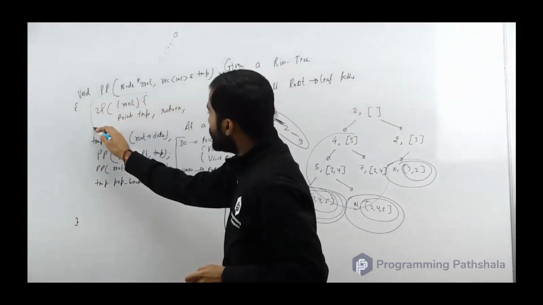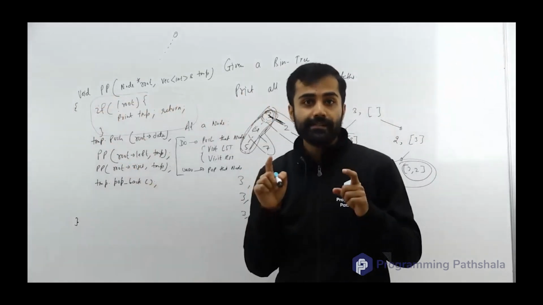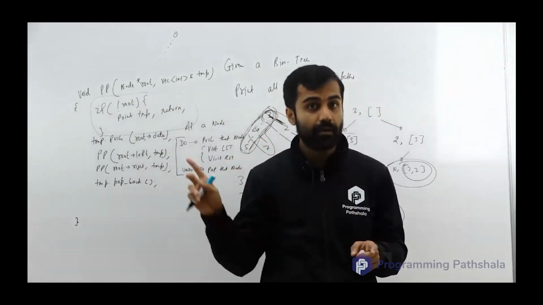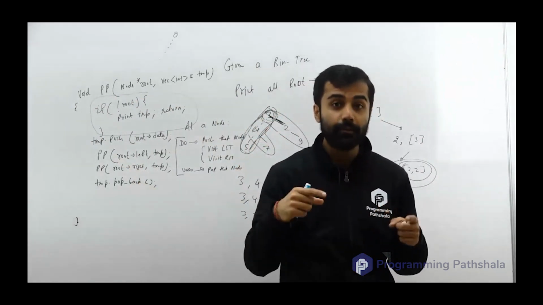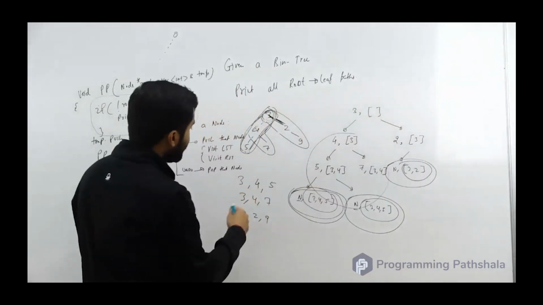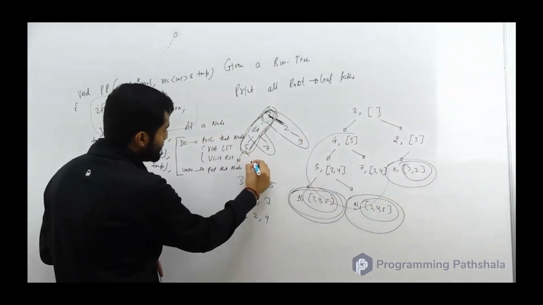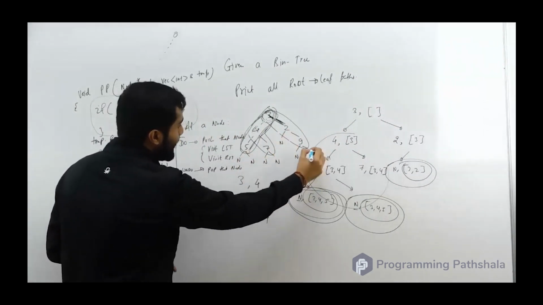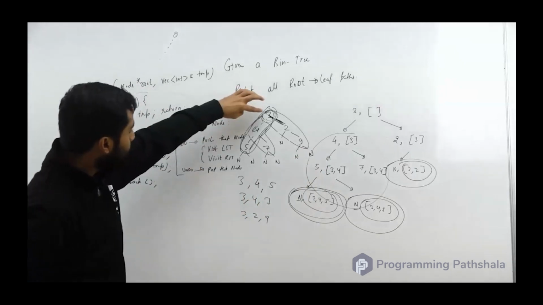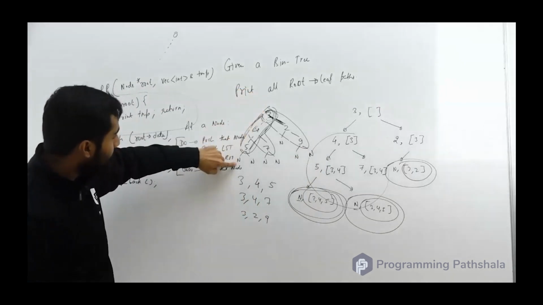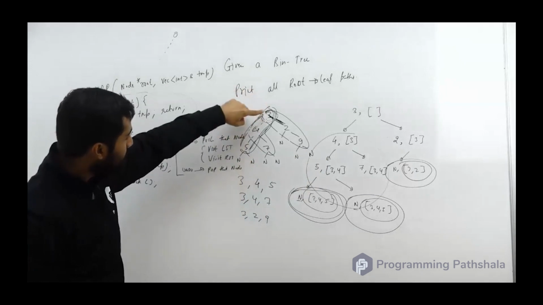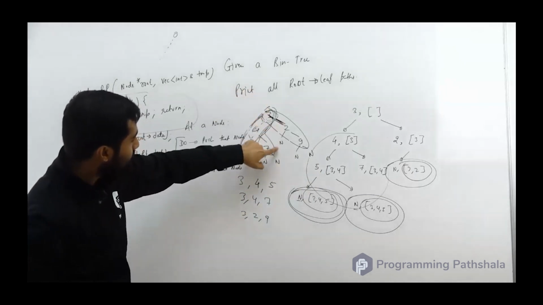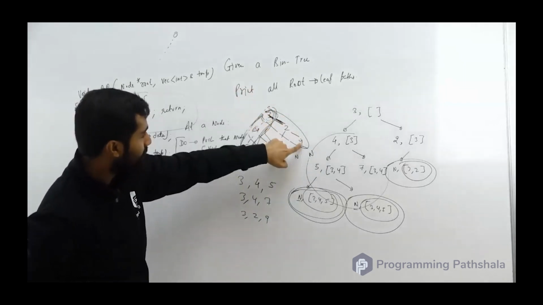Because of the way your code is written, the way your termination condition is written, you are trying to print root to null paths. You are not printing root to leaf paths, you are printing root to null paths. So if I attach the nulls, this is one null, this is another null, this is one null, this is another null, this is one null. So in reality, this code will print 3, 4, 5 at this null, 3, 4, 5 at this null, 3, 4, 7 at this null, 3, 4, 7 at this null, 3, 2 at this null, 3, 2, 9 at this null, 3, 2, 9 at that null.